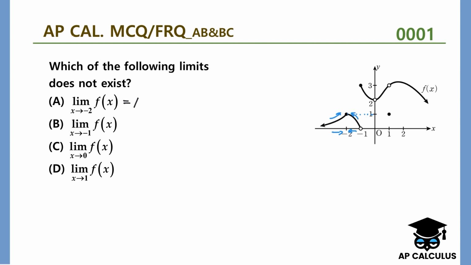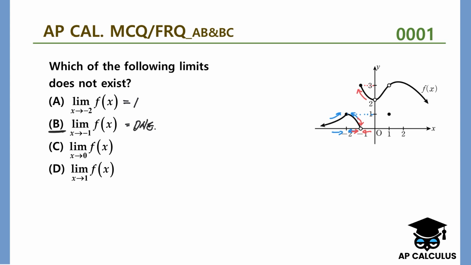Answer choice B, the limit as x approaches -1, right? So as x approaches -1 from the left-hand side, it approaches 0, right? From the right-hand side, it approaches 3. So the left-hand limit and right-hand limit are different. In this case, this limit doesn't exist. So the limit does not exist. So the answer is B.